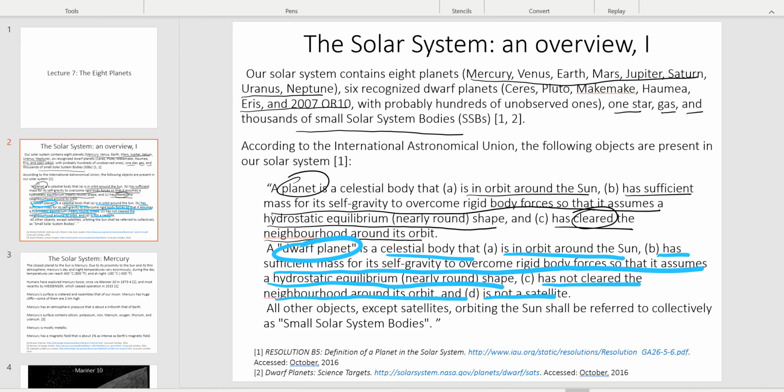Let's go further and define small solar system bodies. These are defined as all other objects orbiting the sun. These consist of tiny bits of rock and ice. Some of them are tinier than others. The word tiny here is a little bit ambiguous. Small solar system bodies can be asteroids large enough to, let's say, make the dinosaurs go extinct, or at least most dinosaurs go extinct. That's a relatively large rock. They can also be objects that are the size of a pencil eraser or smaller.